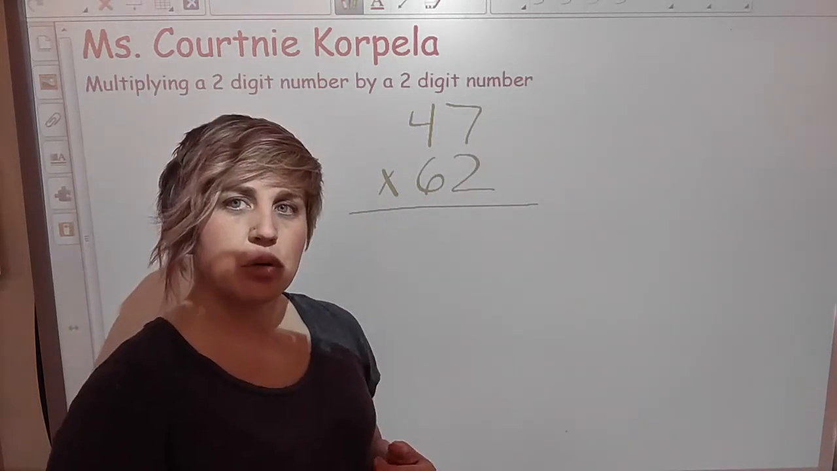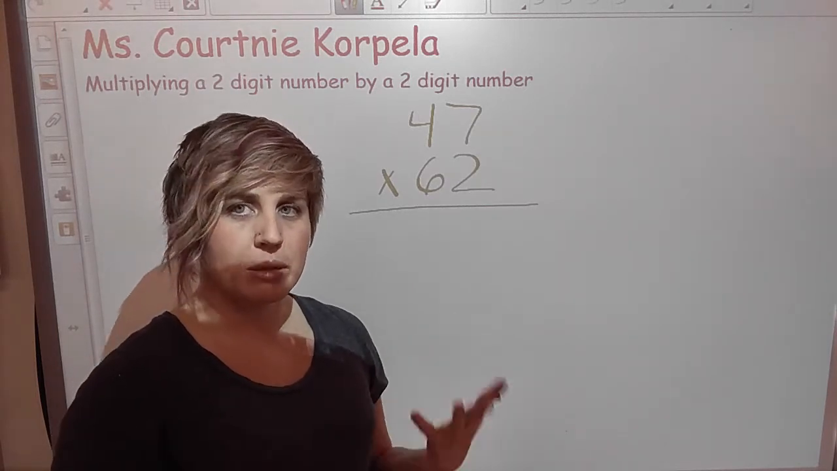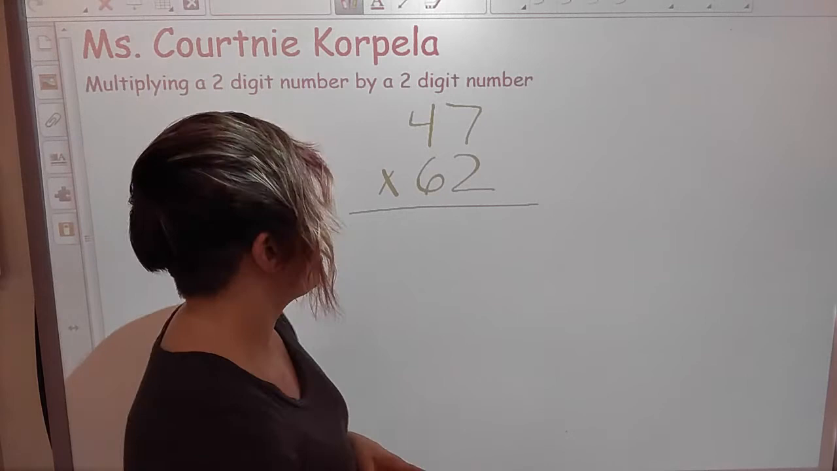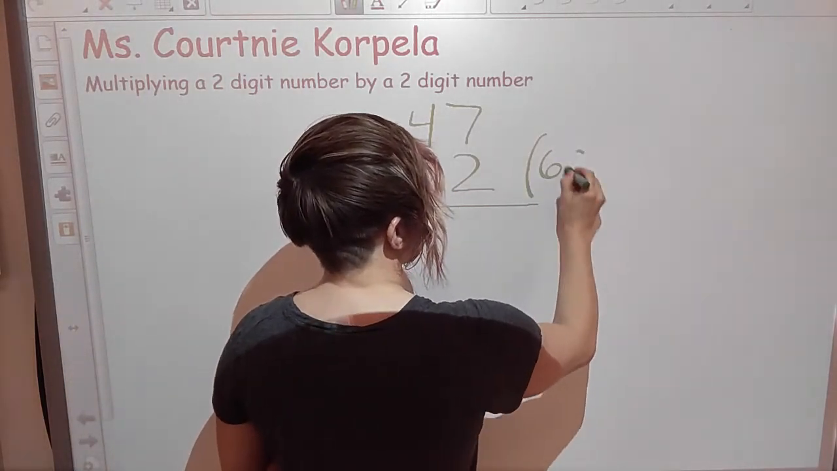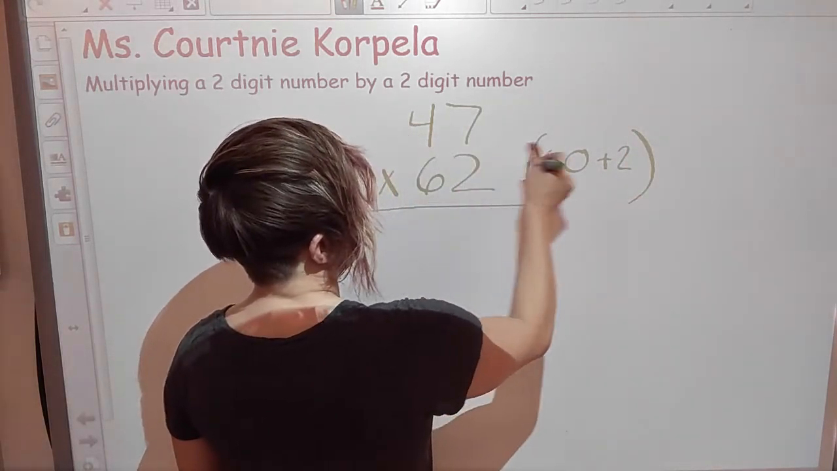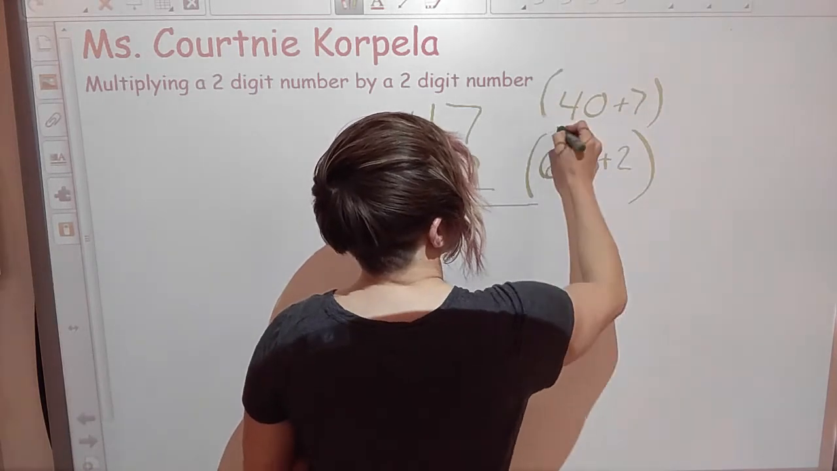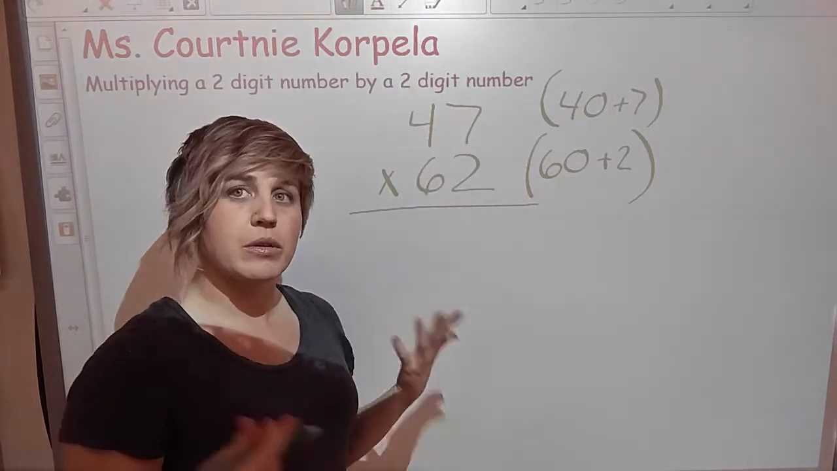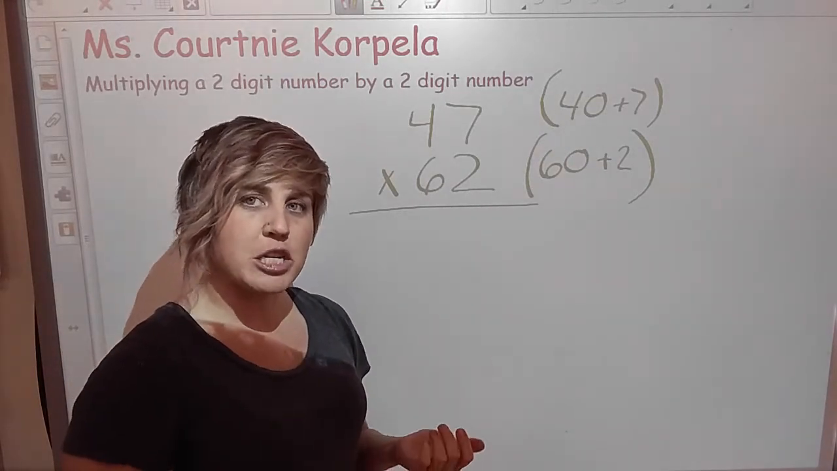47 and 62 can be complex numbers, but we're going to break them into simpler numbers that are easy to multiply. We know that 62 is actually the number 60 and 2. We also understand that 47 is 40 and 7. When we take these numbers that would otherwise be complicated and break them into simpler parts, the multiplication becomes much easier.